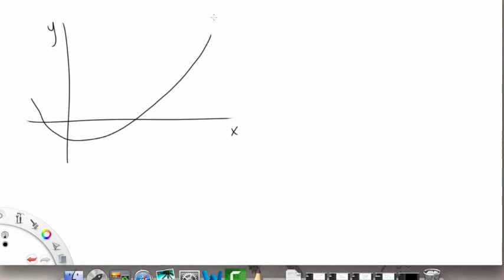Graphically, this is what it could look like. Let's say we have our x and y axes, and then if we have a graph like this, okay? So this is our f of x, that's our graph, and we want to find this 0 right here. That's what we want to find.